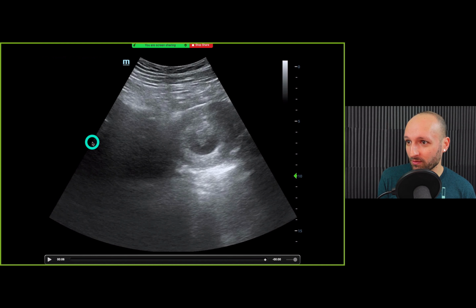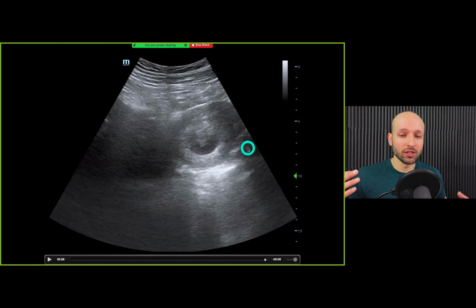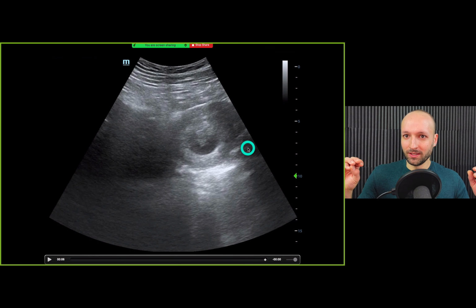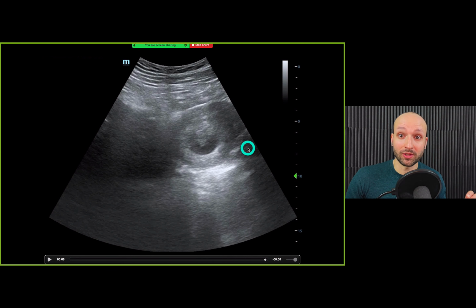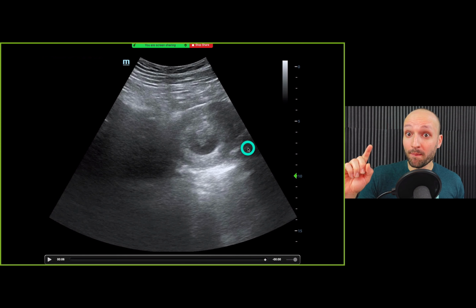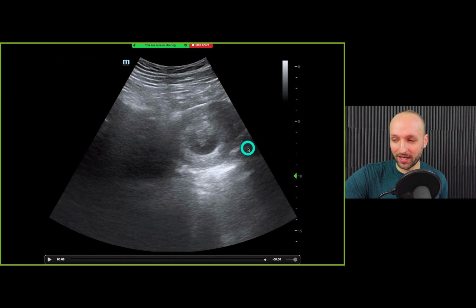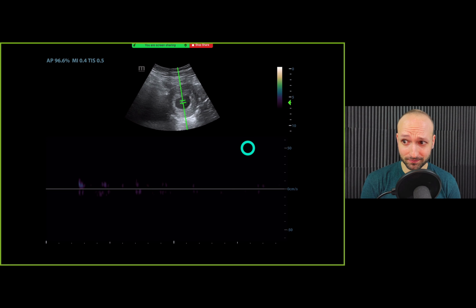The first thing is I would drastically decrease the depth to about half. Remember, when you decrease the depth, you're not just zooming in. You're actually changing the resolution of the ultrasound machine, so the image itself will look a lot better. But before I talk about that, I need to talk about this right here.